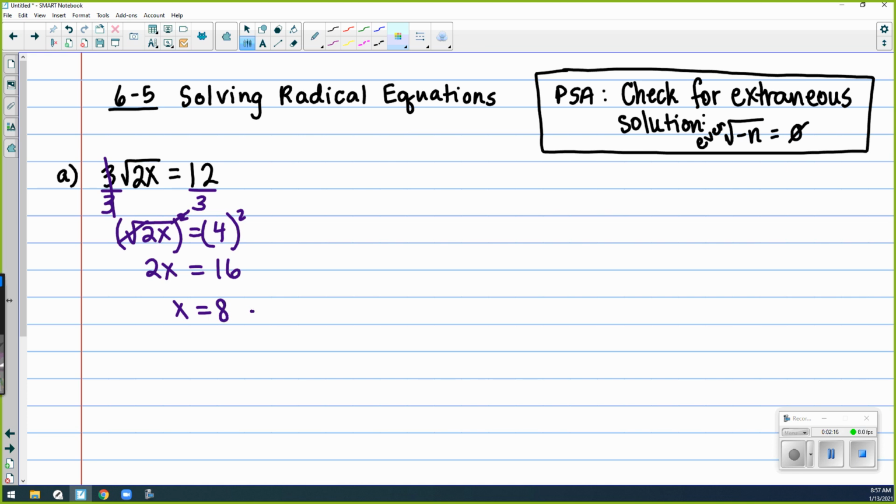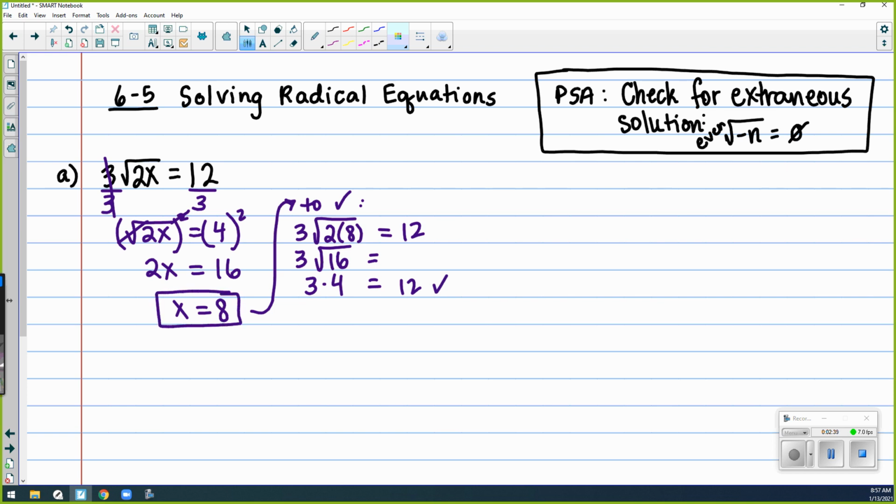But remember, we always need to check for extraneous solutions. If I plug in this 8, do I have a true statement? Well, this is like 3 times the square root of 16. The square root of 16 is 4, and 3 times 4 is indeed 12. So yep, that checks out. It's all good. I'm going to lock that in as a final answer.